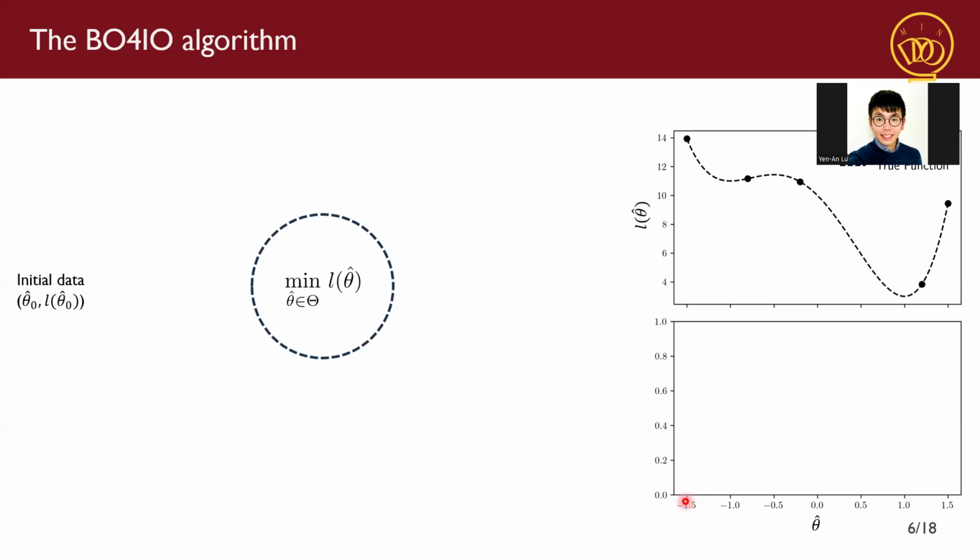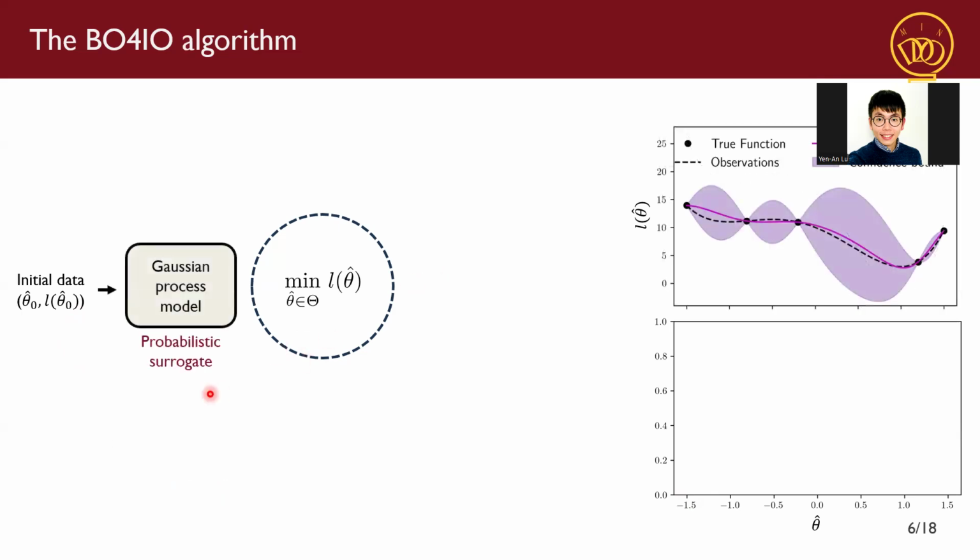Next, let's work through how this algorithm works step by step. So first, we initialize our algorithm by randomly sampling the parameter values in the parameter space. And then we evaluate the loss function at these different points by solving the lower level forward optimization problems in parallel. Then we can collect these different sampling points and use them to construct a probabilistic surrogate using a Gaussian process model to approximate the loss function curve.